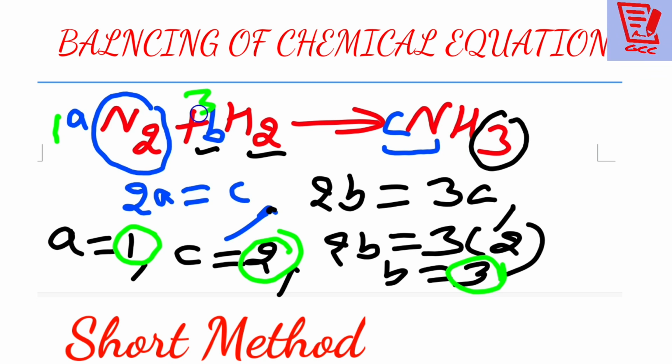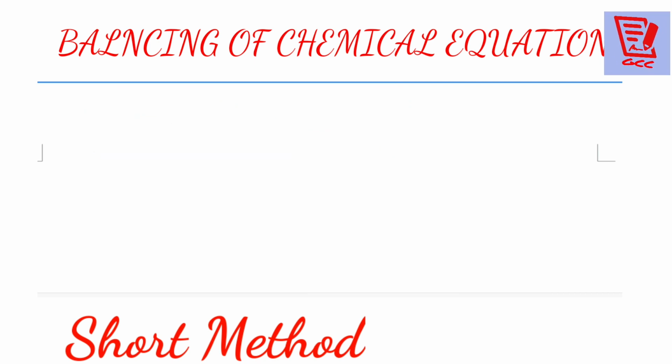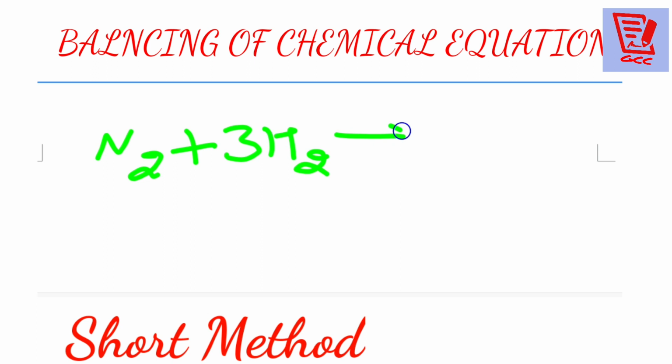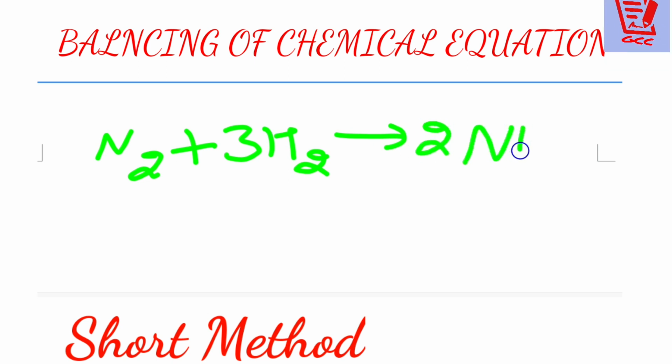2. Sorry, at the place of B we can write 3, at the place of C we can write 2. So this is our balanced equation. So I am writing once again, what is our balanced equation? That is N2 plus 3H2 arrow 2NH3. So this is the first equation that I have balanced.